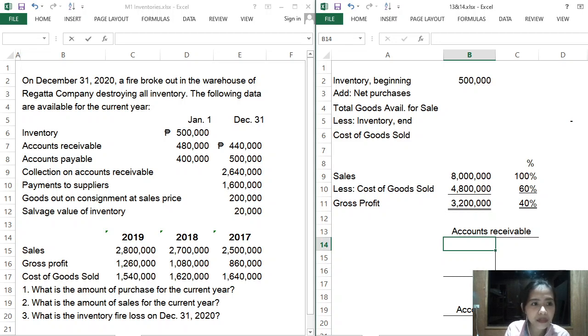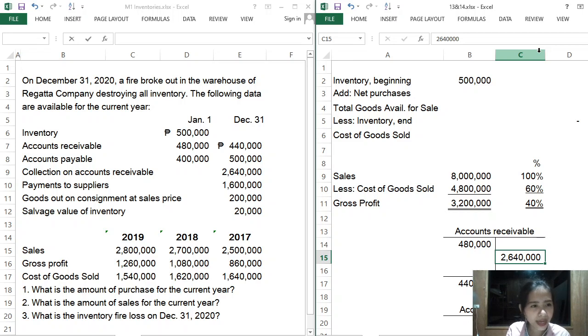So, accounts receivable, we have a beginning of 480,000, naka-debit yun. And yung ending is 440. Collection. Saan nga ulit yung collection? Pag nag-collect ka ng accounts from your customer, di ba debit cash, tapos credit accounts receivable kasi na-collect mo na. So, may collection ka ditong 2.64. Credit yon. And you have payment to suppliers. Hindi na to makaka-affect ng accounts receivable. Most probably accounts payable yan. Goods out on consignment at sales price, I think, sa inventory naman yan. Salvage value sa inventory pa rin. So, I think ito lang yung mga items na makaka-affect ng accounts receivable natin.